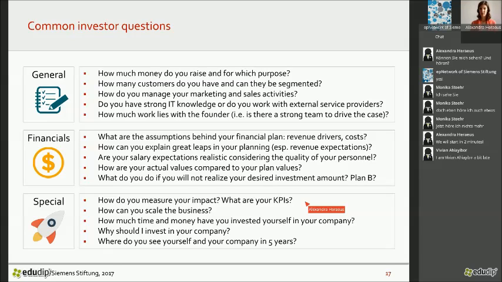So what does it mean? It means that your KPIs, so your key performance indicators, should be clear to you. It can, for example, be the number of kids that you reach with your offer, or the number of trainings that you have. So something that's really tangible and quantitative. And with that, you can show the investor that you measure your impact. You can give him an answer on where you want to go and how you can put that into your investment plan.